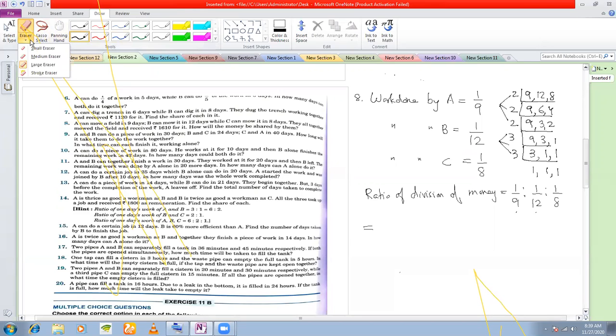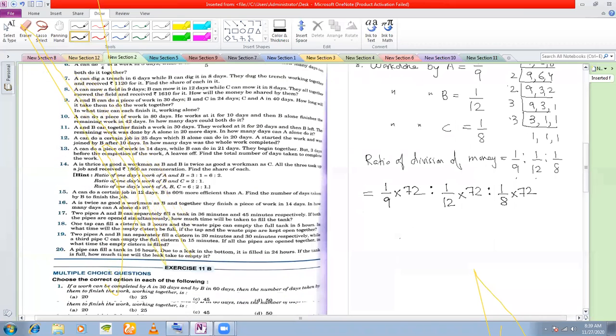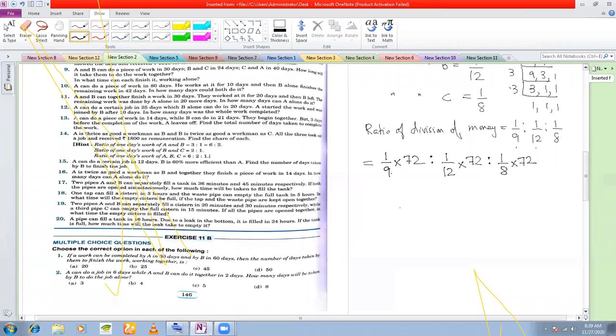So this is 8 into 9, 72. Right? 2 into 2 into 2 into 3 into 3 is 72. The LCM is 72. So what you do is you multiply each fraction by 72. 1 by 9 you multiply by 72. 1 by 12 also you multiply by 72. And 1 by 8 also you multiply by 72. And now you get the ratio in numbers instead of fractions.